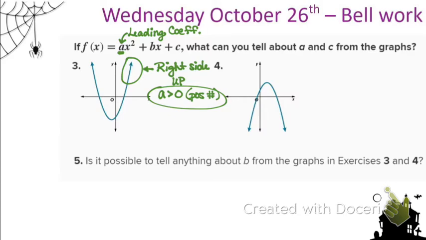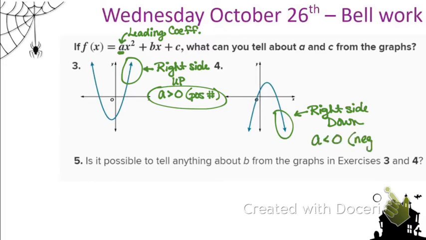What about on graph number 4? What can you tell me about our leading coefficient? What can you tell me about A? It's negative because right side is pointing down. So right here, my right side is down. And so we know that A is less than 0. It is a negative number.